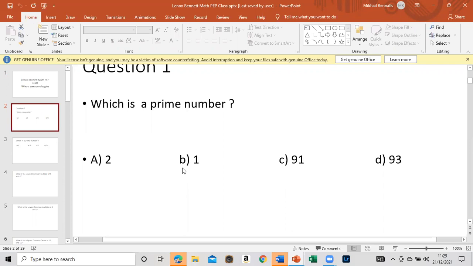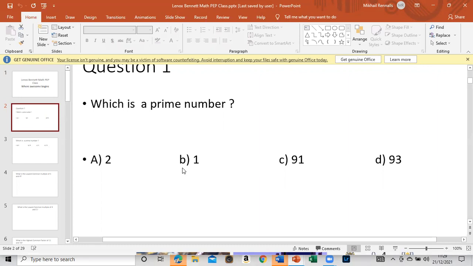Why is 1 not a prime number? Because 1 doesn't have 2 factors. Awesome. It only has one factor, and that is 1. And a prime number is a number that has 2 factors. Very good. All right. So good job.